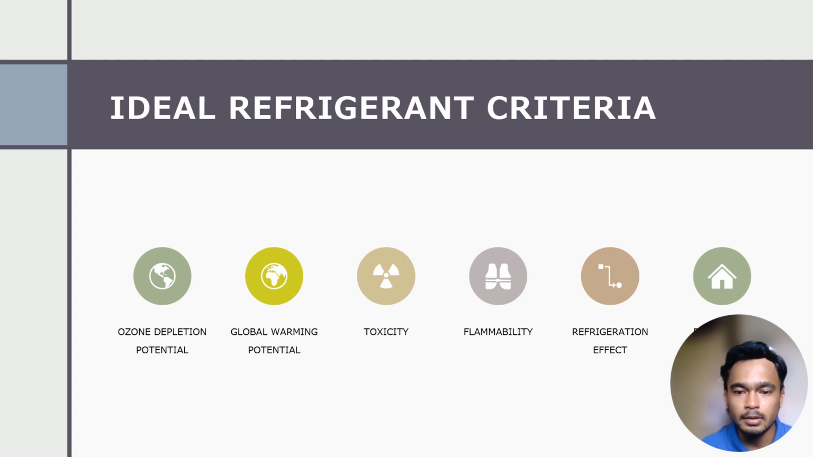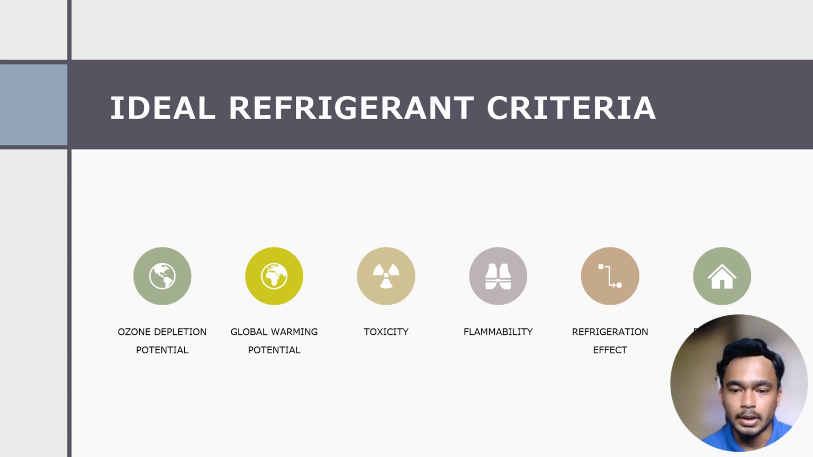And then the next criterion is also quite important because it also relates to the safety of the person in charge of the installation process. So for flammability, in current times, mostly non-flammable refrigerant is much more preferred to be implemented in the AC system, for the same reason, to ensure the safety of people who are handling the refrigerant.